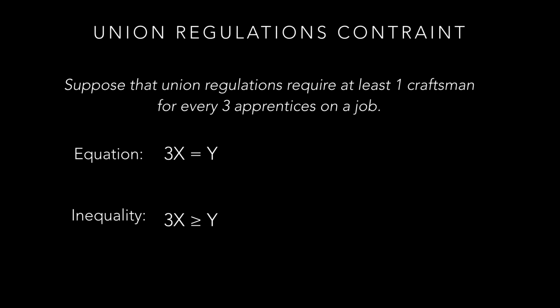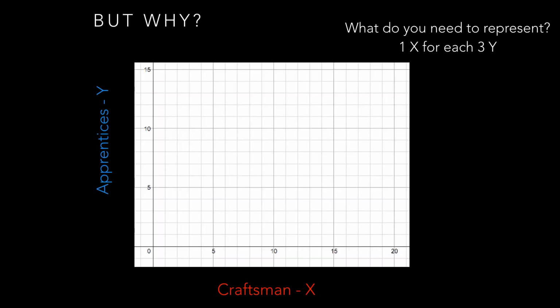The union regulations constraint. Suppose that the union regulations require at least one craftsman for every 3 apprentices on a job. So the equation that I created was 3x equals y. Then the inequality, 3x greater than or equal to y. But why this equation? It simply doesn't make sense when you look at it. So let's make sense of it in a graph.